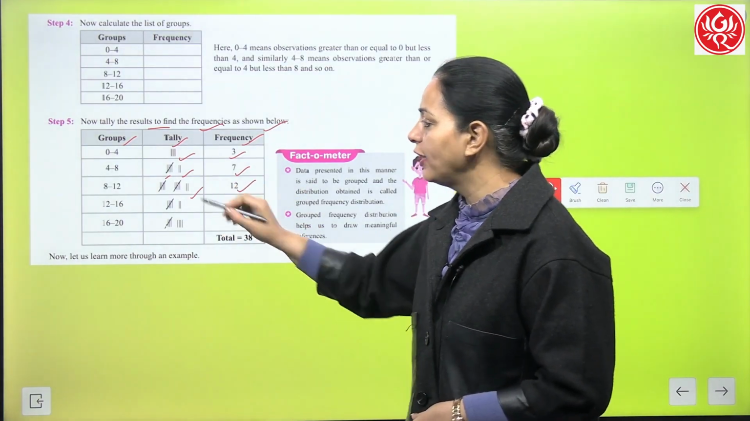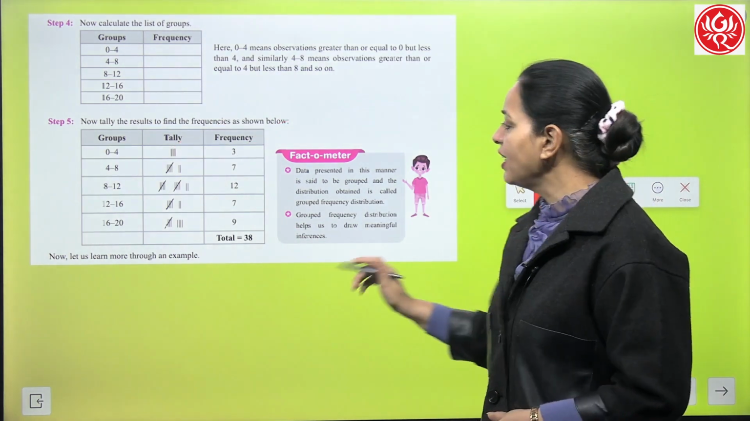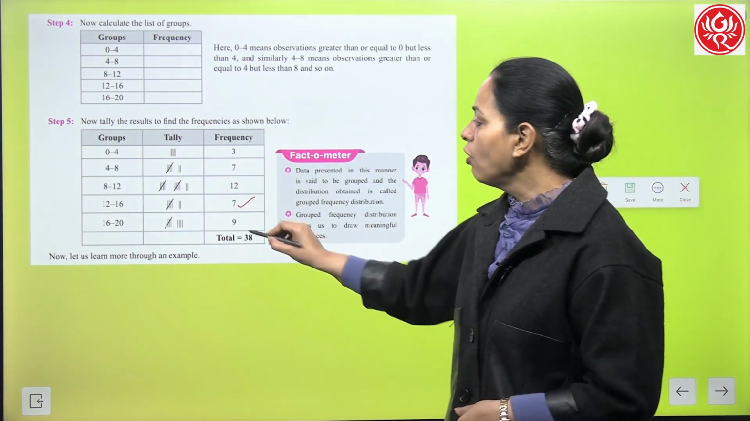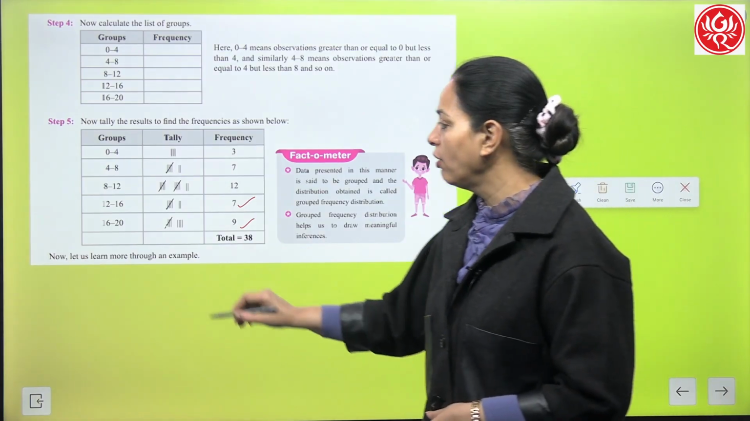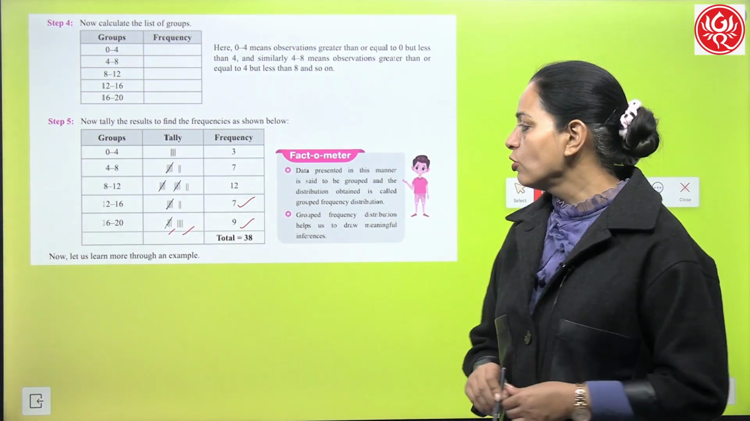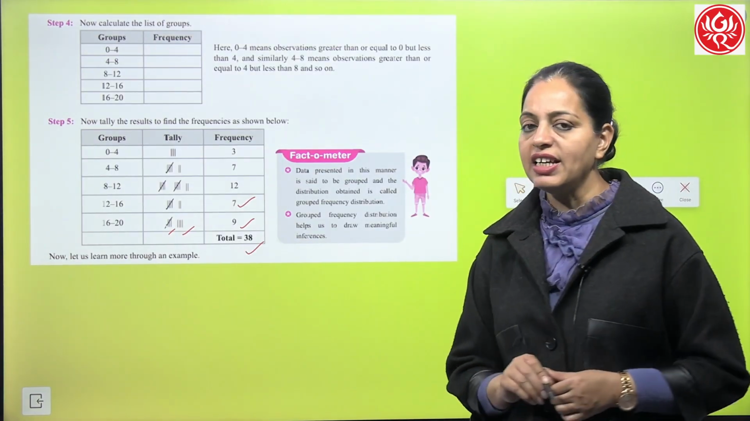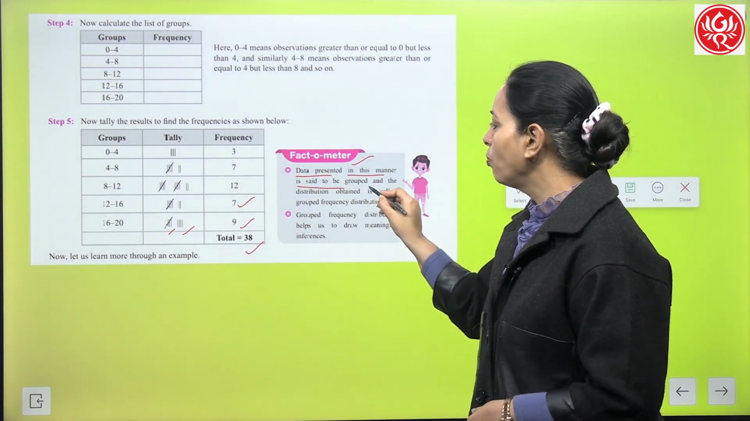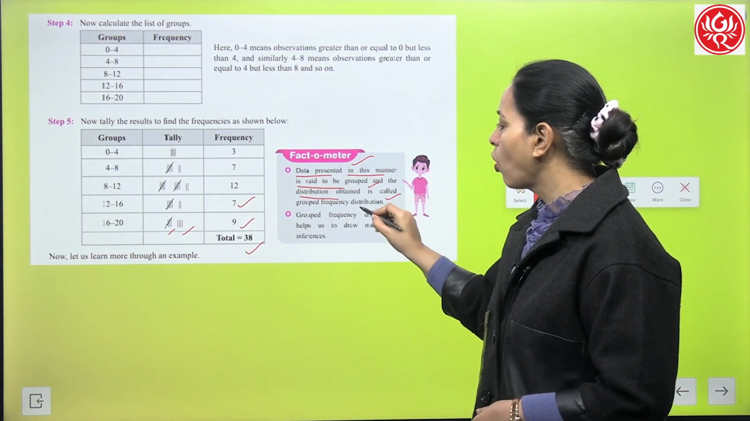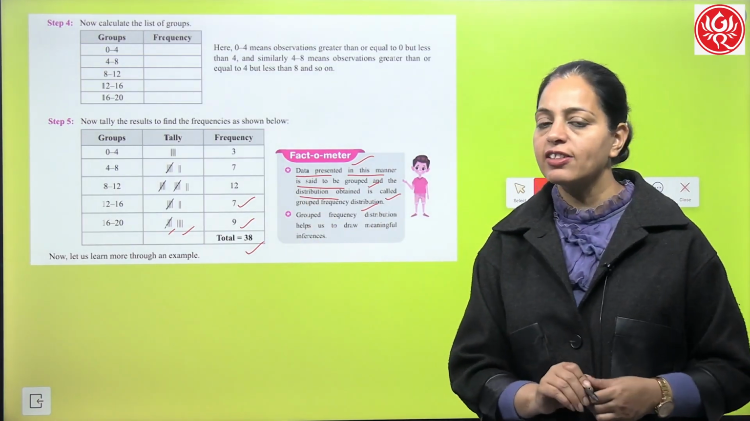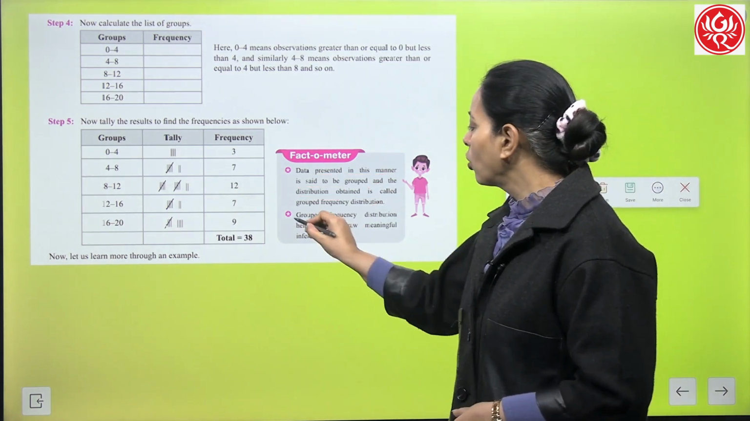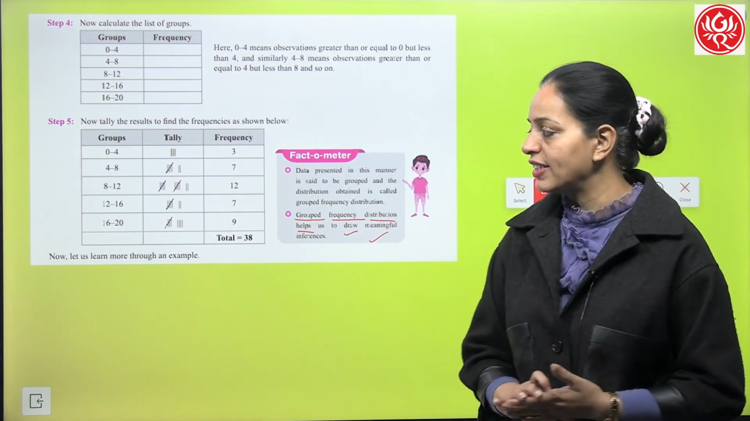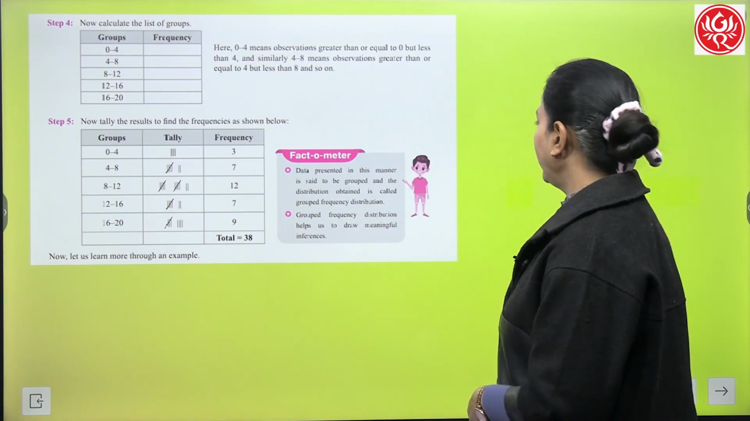observations, so 5, 5 and 2, okay. Then 12 to 16, here 7 observations, so 5 and 2. Then 16 to 20, we have 9 observations, so here 5 and 4, okay. So like this, and total is 38. Now data presented in this manner is said to be grouped, and the distribution obtained is called the group frequency distribution. And the second point, group frequency distribution helps us to draw meaningful inferences. Now let us learn more through an example.